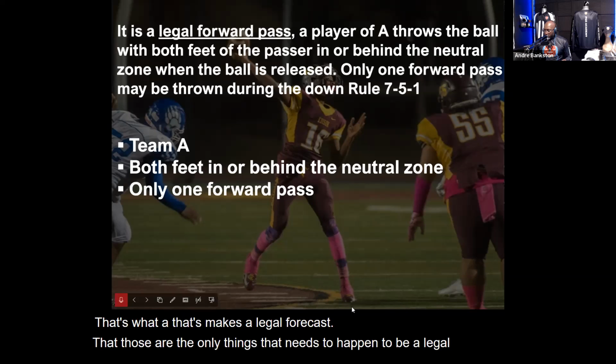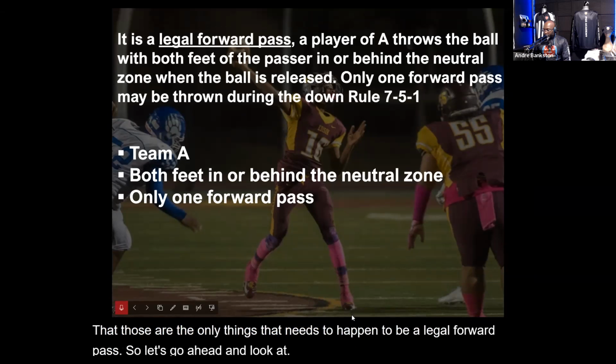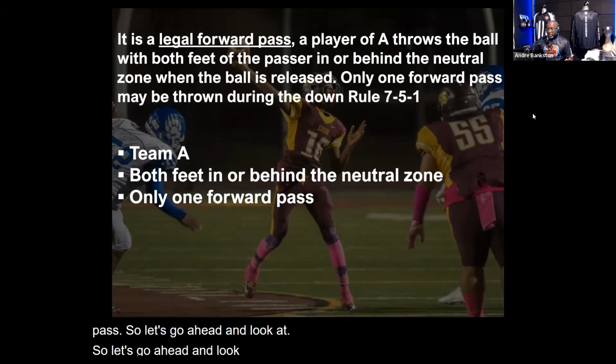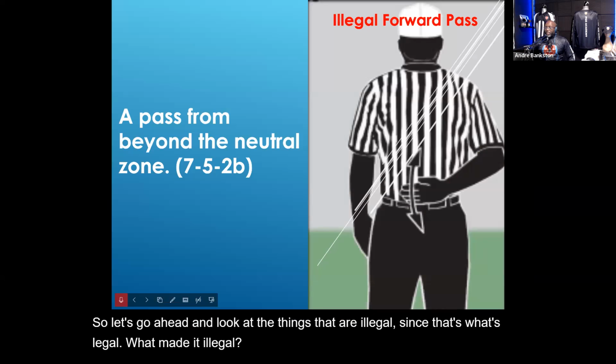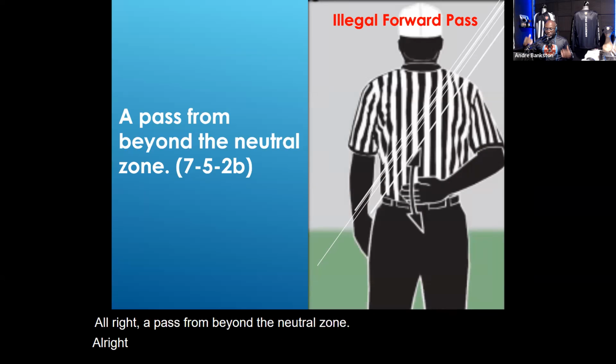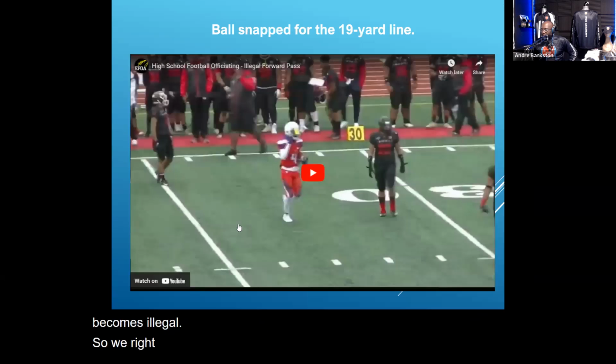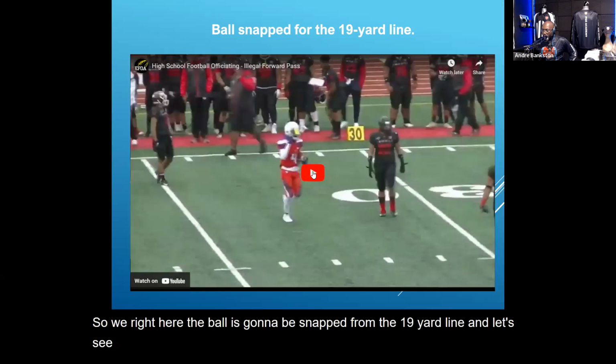So let's go ahead and look at the things that are illegal. Since that's what's legal, what makes it illegal? A pass from beyond the neutral zone. Any time the passer crosses the neutral zone and throws it, it becomes illegal. Right here, the ball is going to be snapped from the 19-yard line, and let's see where he releases the ball.